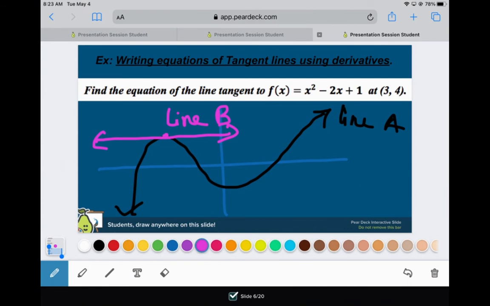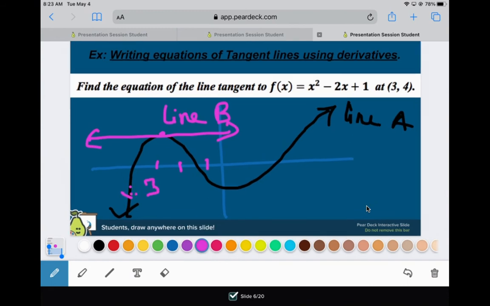Cool. Thank you, Lena. Thank you, Aisha. Line B? So line B is the tangent line at, I don't know, so let's say 1, 2, 3. So this is the tangent line when x is at -3. They wanted you to figure out what that is. So a tangent line is a straight line that will touch.